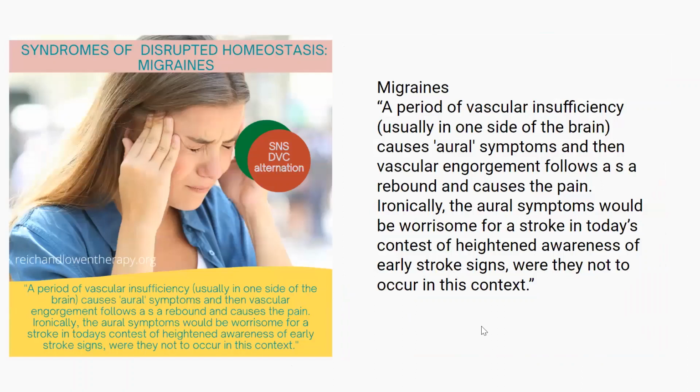Migraines. A period of vascular insufficiency, usually in one side of the brain, causes visual symptoms, the aura of a migraine, and then vascular engorgement follows as a rebound and causes the pain. Ironically, the visual symptoms would be worrisome for a stroke in today's context of heightened awareness of early stroke signs, were they not to occur in this context.